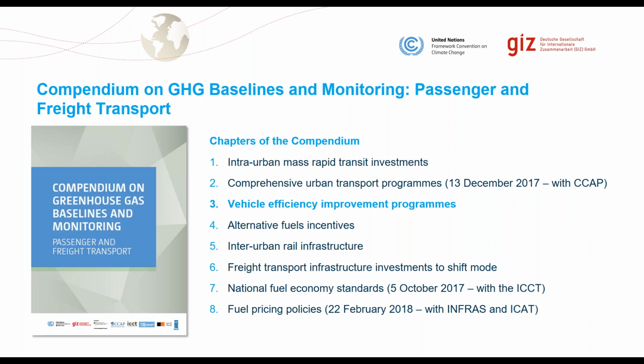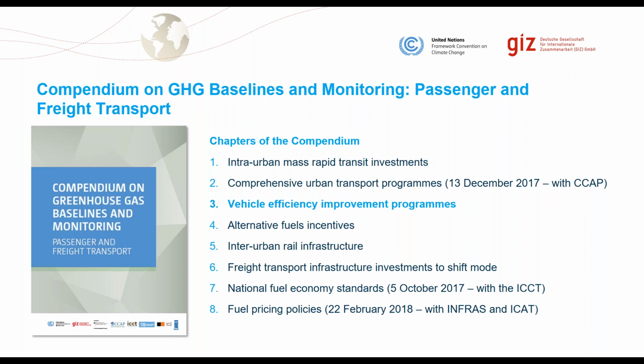So when we talk about the compendium on greenhouse gas baselines and monitoring, I would like to give a little background on how this was developed. The passenger and freight transport volume was developed by GIZ in cooperation with the UNFCCC Secretariat and lead authored by Charles Kushian from the Center of Clean Air Policy. The whole compendium consists of different volumes, and all of them are multi-stakeholder efforts. And the main idea behind this was to actually summarize and give guidance to the wealth of existing methodologies on greenhouse gas baselines and monitoring that already exists.